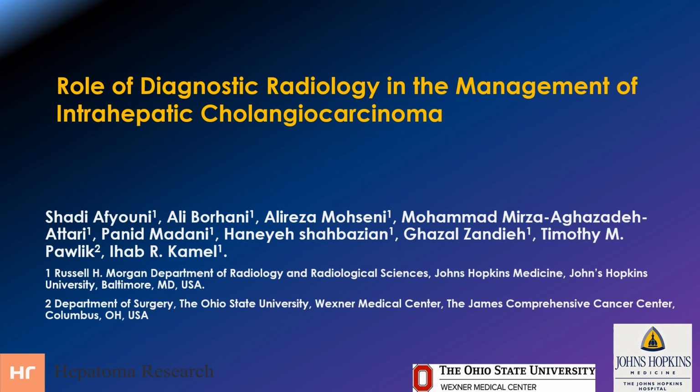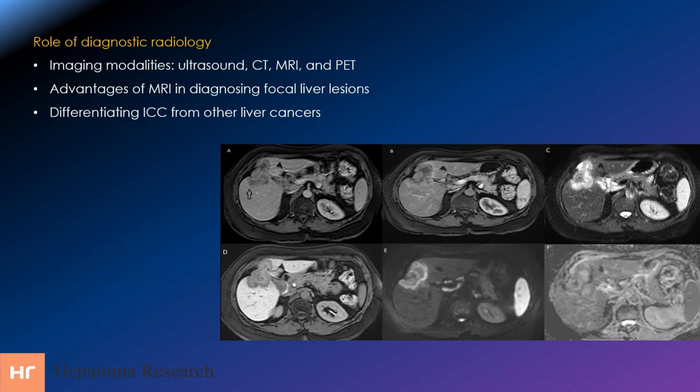We all know intrahepatic cholangiocarcinoma is a rare and aggressive liver cancer, and the incidence is increasing. The prognosis of ICC is generally poor, with a 5-year survival rate of around 10 to 15%. Early diagnosis and treatment are crucial for improved outcome, but early diagnosis is challenging due to the lack of specific symptoms and biomarkers. Let's start with the role of radiology in diagnosis.